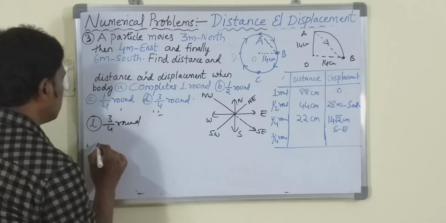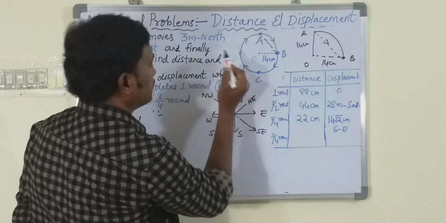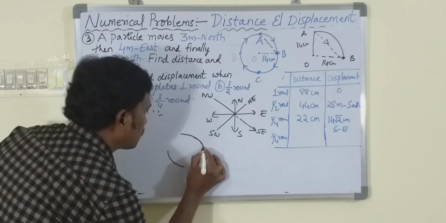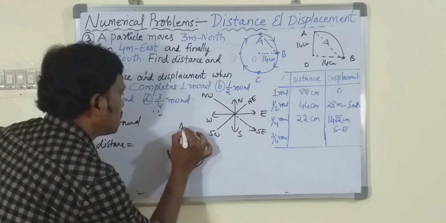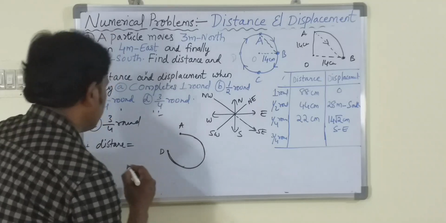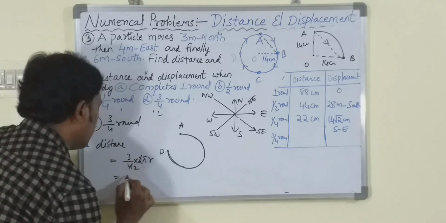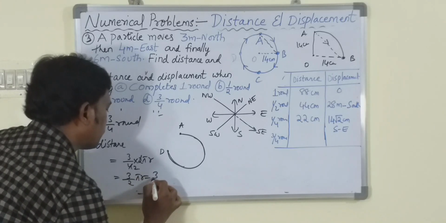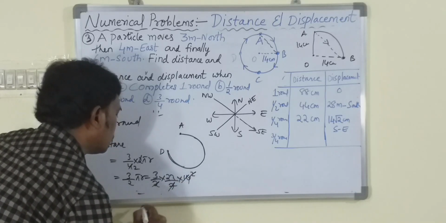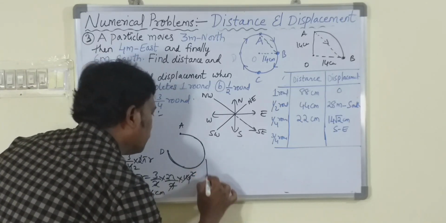3/4 round. So distance from 3/4, that is from here, it comes till here, that is D. Starts from here and stops at D. So what is the distance? 3/4 of circumference, that is 3/4 into 2 pi r. It is 3/2 pi r, 3/2 into 22/7 into 14, 66 centimeters.